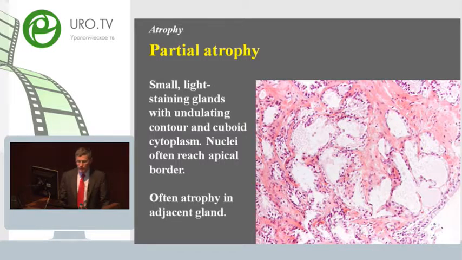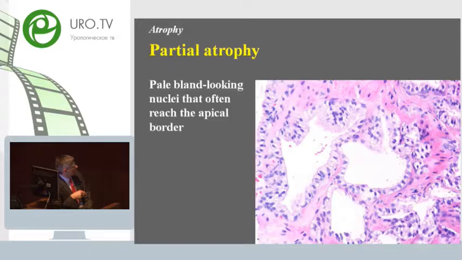Then we have the really difficult type of atrophy, and that's the partial atrophy. This is probably the most common lesion that my colleagues have problems with. Partial atrophy typically has a low cuboidal epithelium, and these are pale staining glands. Now, this looks different from simple atrophy because there is no chronic inflammation, and the glands look very pale. And you may see that the nuclei here are very, very pale. They almost seem to fade away. The nuclei almost disappear, very, very pale gray.